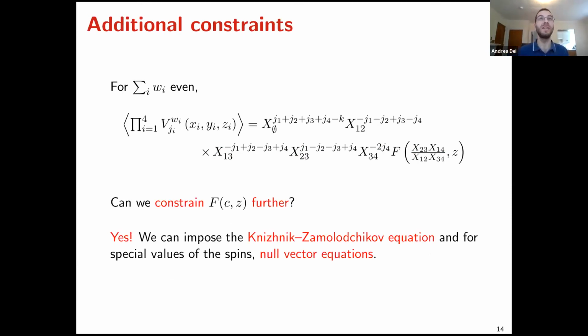But what we still don't know is what this unknown function f is. This is the last piece of ignorance we have for a closed form of these correlators. And the question is, can we constrain this further? Yes, because we have still one bullet to shoot, and this is the so-called Knizhnik-Zamolodchikov equation.